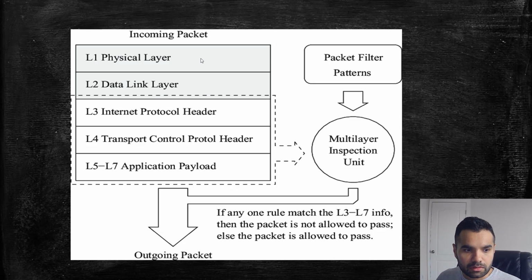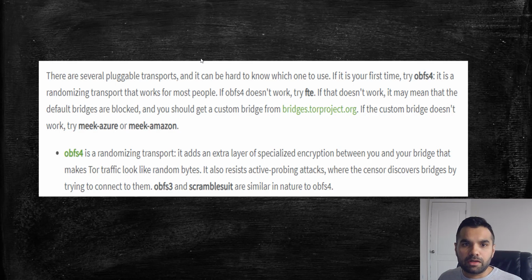So how do we bypass this one? For that, we're going to use a pluggable transport. There are several pluggable transports, and it can be hard to know which one to use. But if it's your first time, and this is from the TOR website itself, try OBFS4. It's a randomizing transport, so it adds an extra layer of specialized encryption between you and your bridge. We just talked about the bridge node. That makes TOR traffic look like random bytes. It also resists active probing attacks, where the censor discovers bridges by trying to connect to them.